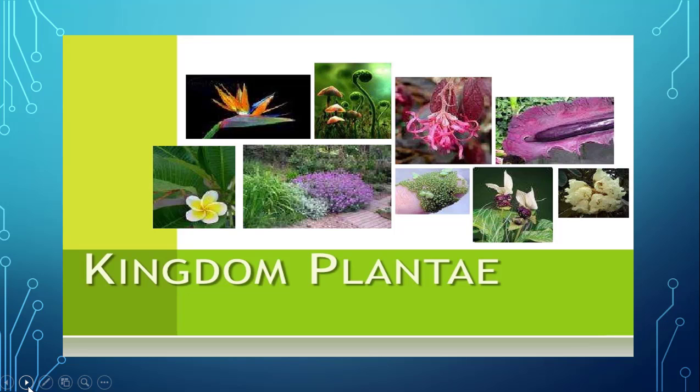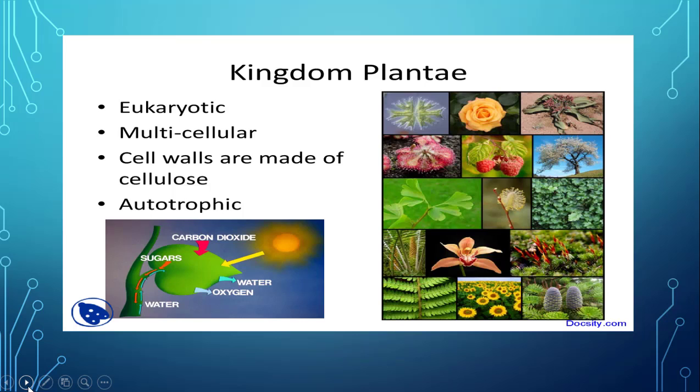Next, we will talk about the Kingdom Plantae. What are the general characters of the Kingdom Plantae? It's eukaryotic, multicellular, the cell wall is made from cellulose, which is a polysaccharide, and it's autotrophic. That means it contains chloroplast or green plastid. The reproduction is mostly sexual reproduction.